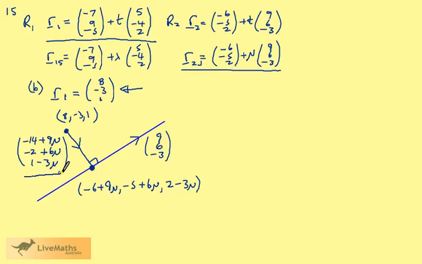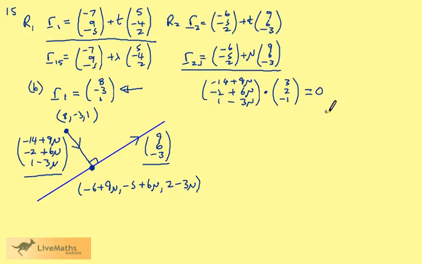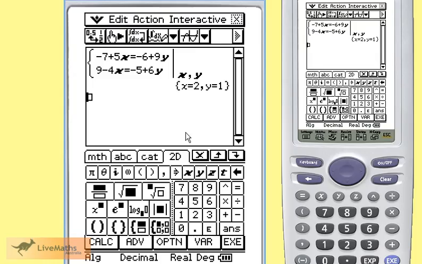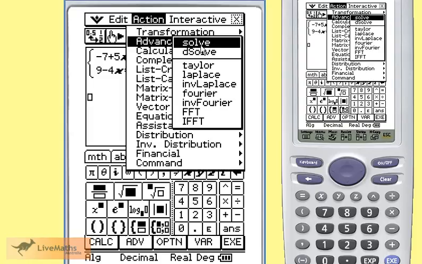So we need the dot product of these two directions to be 0. So that's -14 plus 9 mu, -2 plus 6 mu, 1 take 3 mu, dot 9, 6, -3. Actually, I'm just going to divide that and make it 3, 2, -1 is equal to 0. And you can solve this on your calculator. We want to solve an equation that involves the dot product. Start with Action, Advanced, and Solve.